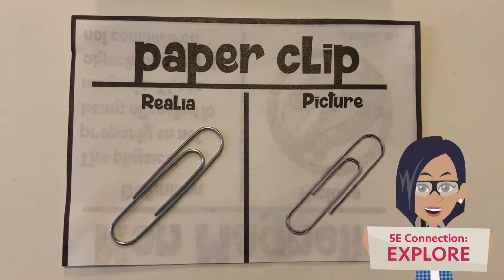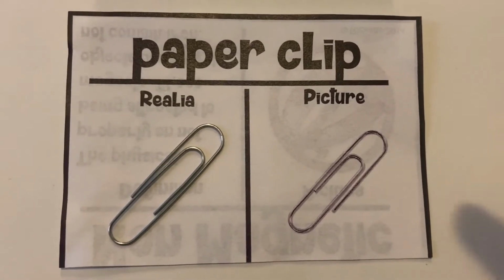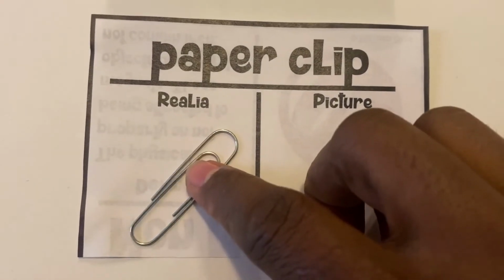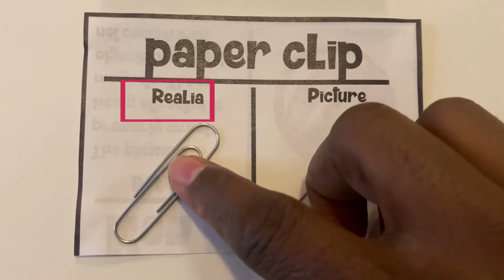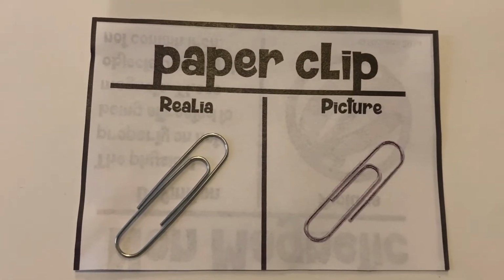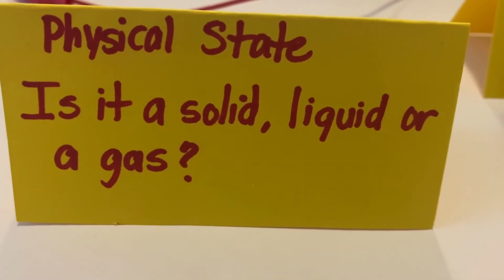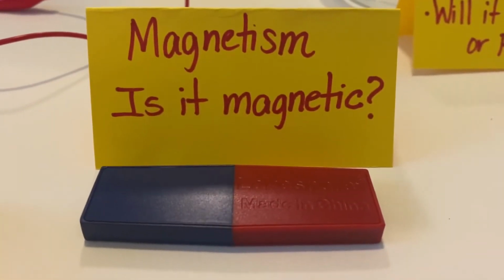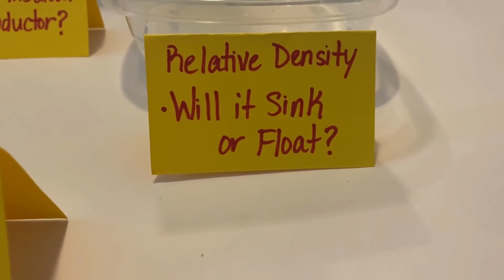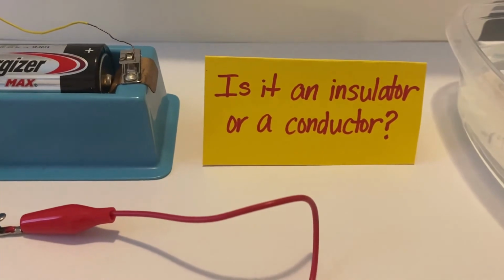Here's a quick demonstration of how we can test an object for multiple physical properties. The object that I've chosen for today is a metal paperclip. Here, I have a picture of the metal paperclip, and over here, I have an actual paperclip to represent realia. We will test this metal paperclip for four different physical properties. First, we're gonna test for its physical state. Is it a solid, liquid, or gas? Second, magnetism. Is it magnetic? Third, relative density. Will it sink or float? And lastly, is this paperclip an insulator or a conductor?